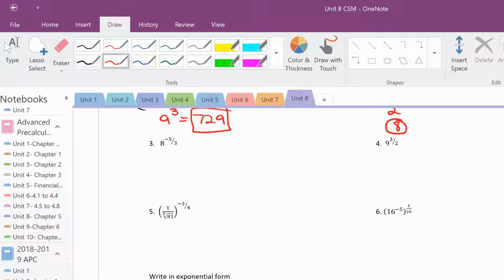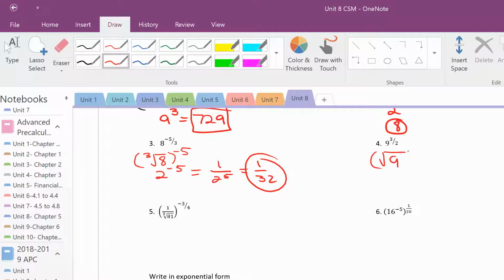8 to the negative 5/3. So this means it's the cube root of 8 raised to the negative 5th power. So the cube root of 8 is 2. 2 to the negative 5th means it's 1 over 2 to the 5th, which is 1 over 32. 9 to the 3/2. So this is the square root of 9 cubed. So it's 3 to the third, which is 27.